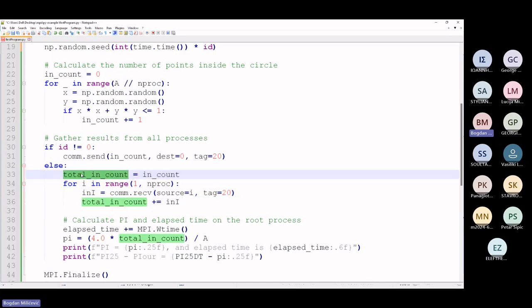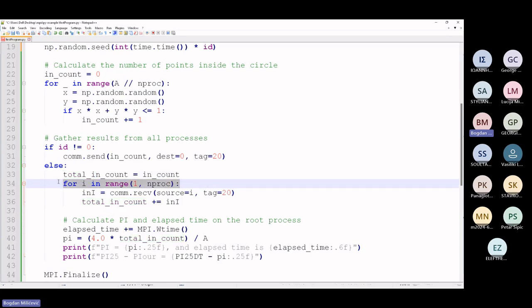So we will have the total number of points that are inside. We will ask for all other processes. So we are going in a loop for all other processes, starting from 1 until the end. And then we are receiving from the ith process their inside value in this way, and then we are adding that to our total count. So in the beginning, our total count is our value as a zeroth process. And then for all the other processes, we are receiving their value, and we are using their value to add to the total.